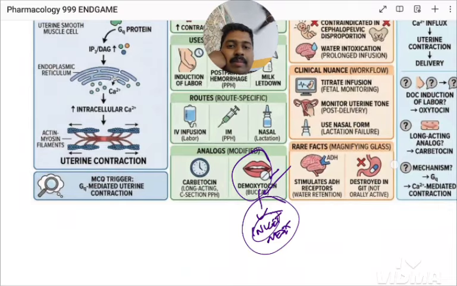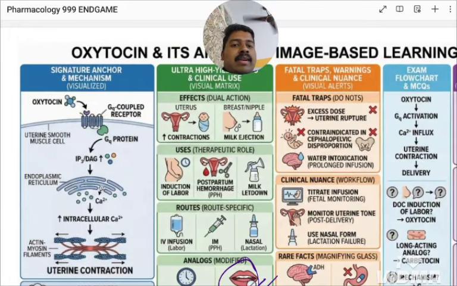This is a recent question that can be asked. Okay, demoxytocin. So you should know that one is excessive dose. If you give excessive dose, there can be excessive contractions, which can actually lead to uterine rupture. So this is a complication.